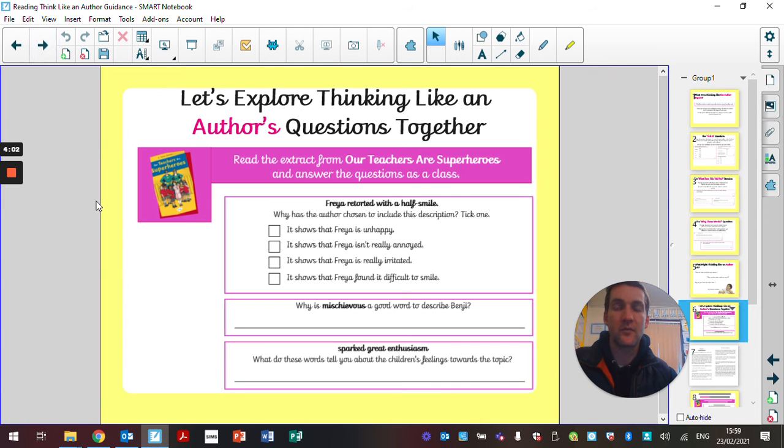Now we're familiar with this, here's what we're going to do next. This time we've changed the text. Over the next couple of weeks, you're going to be looking at an extract from Our Teachers Are Superheroes, very apt, I think, and answering the questions. On the next page is the actual text itself, which you can have a look at in a bit. These are the 3 questions, and there's a mixture of the different types of questions we've already looked at. The first one is a tick type question, and the next 2 are asking you to explain in your own words. Have a look at those questions and think about them, and then on the next page is the text itself.